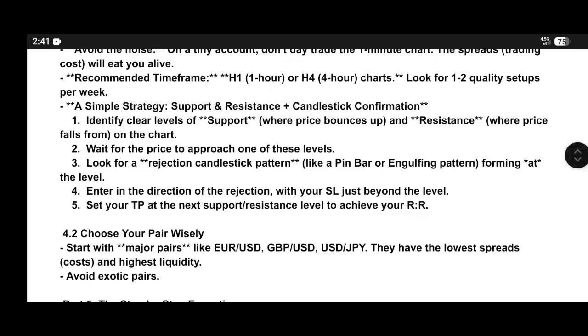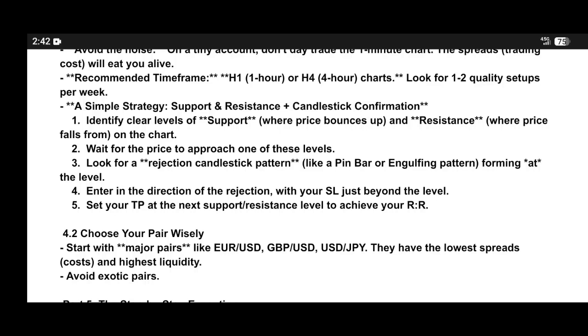Number 2 is wait for the price to approach one of these levels. And number 3 is look for a rejection candlestick pattern like a pin bar or engulfing bar forming at the level. Are you getting me? Then enter in the direction of the rejection with your stop loss just beyond the level. Then the fifth one is set your take profit at the next support or resistance level to achieve your risk to reward. Are you getting my point?